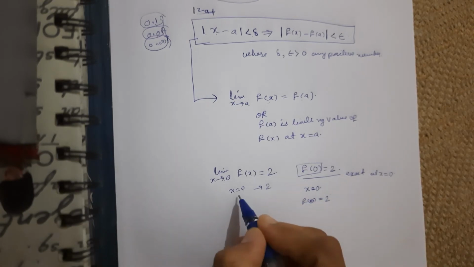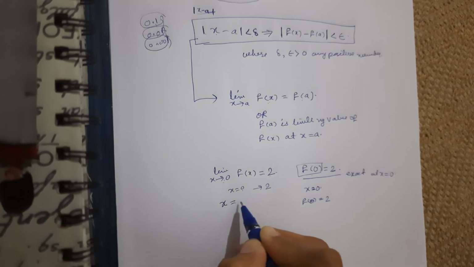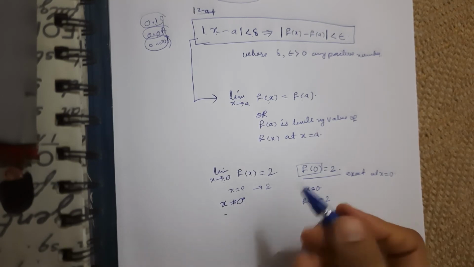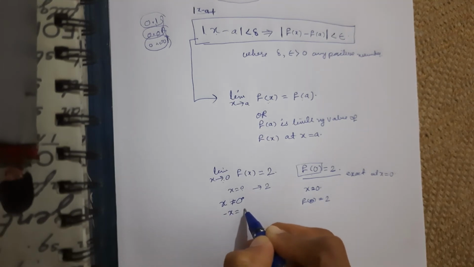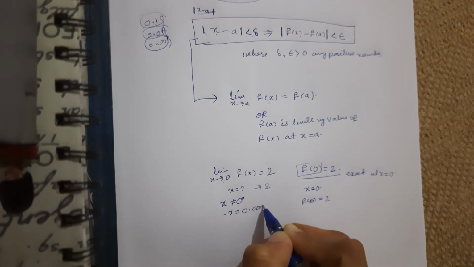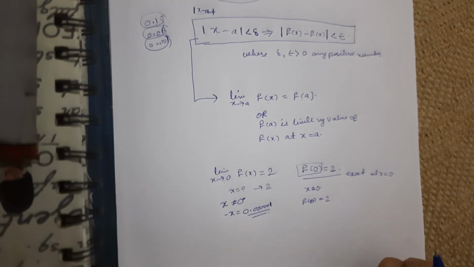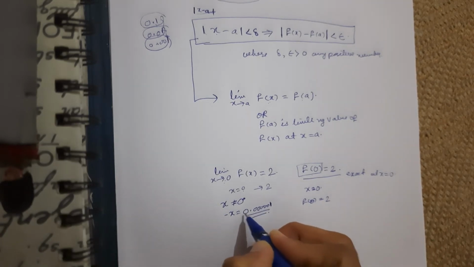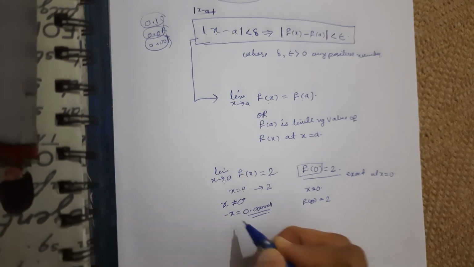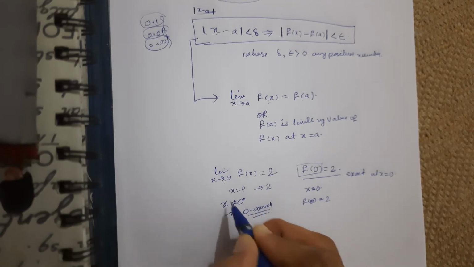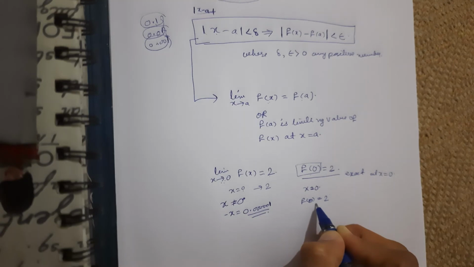But here our x will never take the value equal to 0. It may be very, very close. It can take a value of 0.000001, which is very, very near to 0, right? But it is not exactly equal to 0. That is the difference between limiting value and exact value.